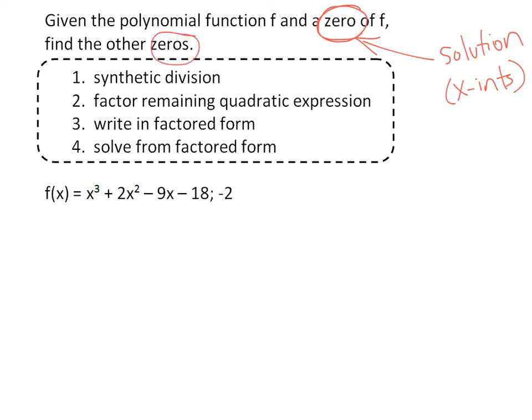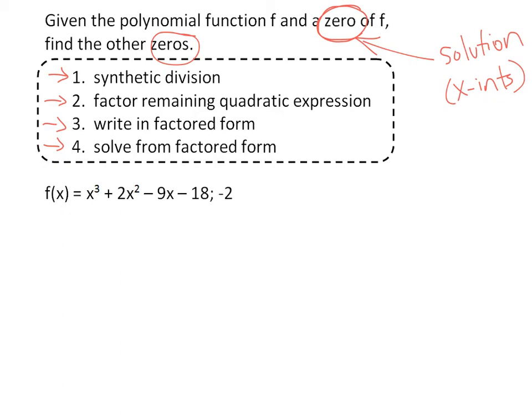Okay? So to do this, we are going to start by using synthetic division with the one solution that we're given, or the 0. Then we're going to factor the remaining quadratic, just like we did on the previous slide. And then we're going to write it in factored form, and then we're going to solve from factored form using the zero product property.